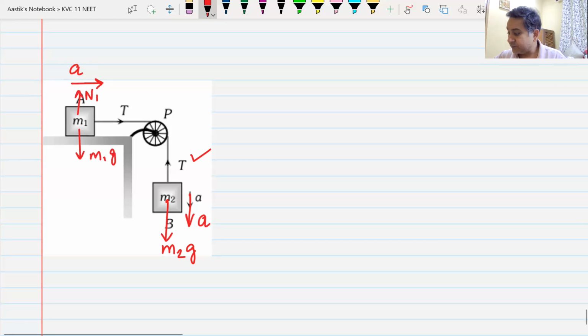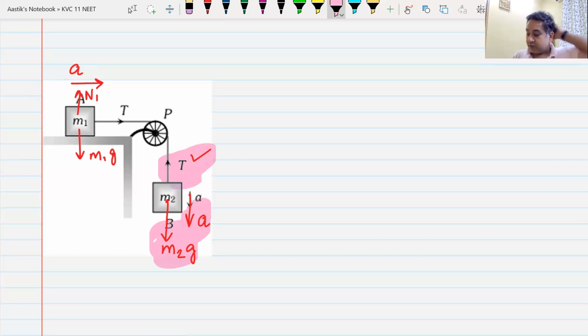Now, look at this block, the lower block. What will be the equation of this lower block? Look at this lower block. What is the equation of this lower block? Tell me.